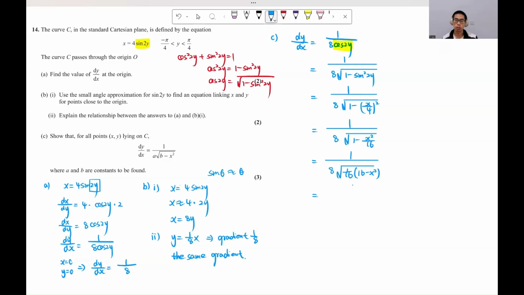Now, if we keep simplifying, we can change that into 8 times the root of 1 over 16, that's just 1/4. And then root 16 minus x squared, we can't really do anything with that. But that can be simplified to 8 times 1/4, which is 2. So that would be 1 over 2 times the square root of 16 minus x squared, which is our final answer. So A should be 2 and B should be 16.